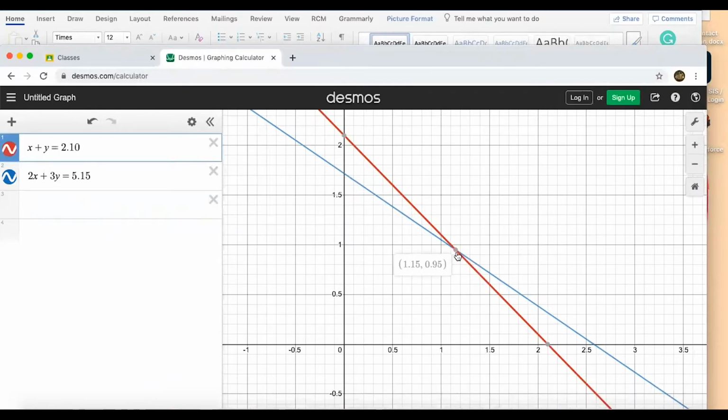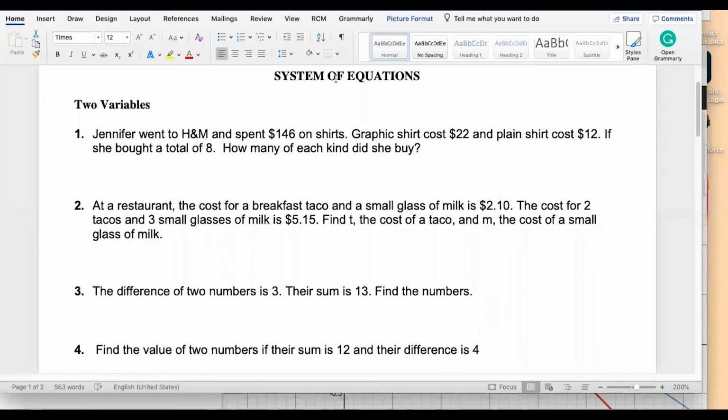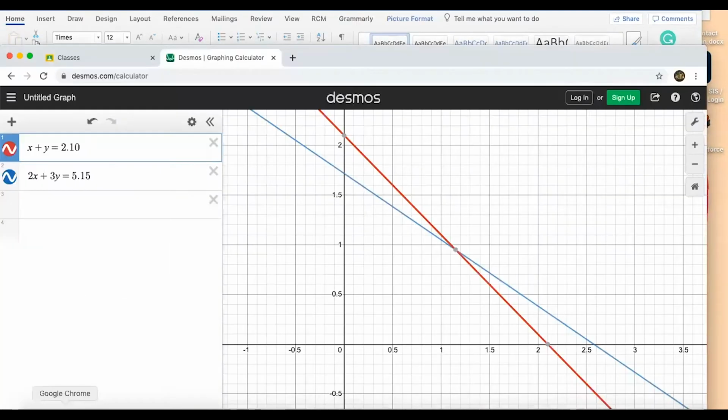Excellent. So here we go. We found our solution. And how many solutions right here? How many times did they cross together? How many times?